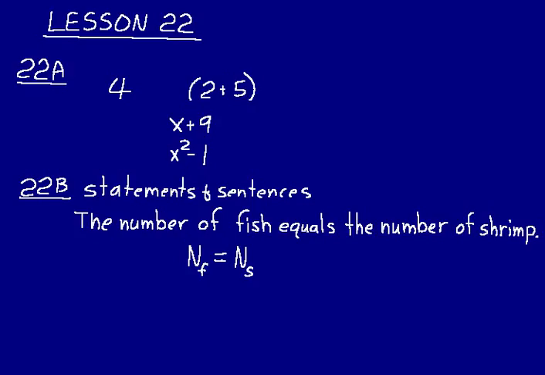Now, if that sentence had read the number of fish is not equal to the number of shrimp, we could have just had the same algebraic sentence with a slash through the equal sign that represents not equals. Or if we had the number of fish is greater than the number of shrimp, if that would have been our sentence, we could have had a greater than symbol in between.